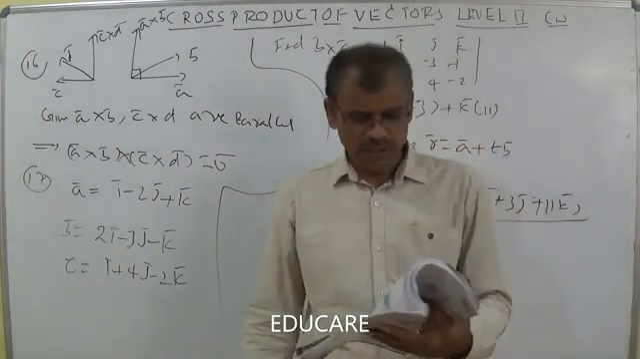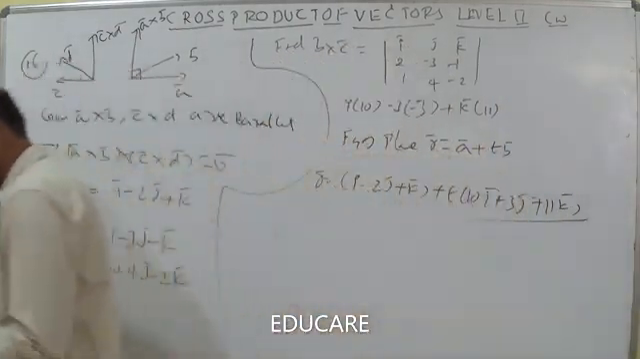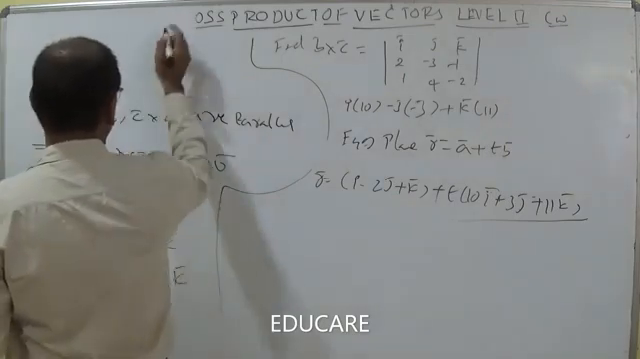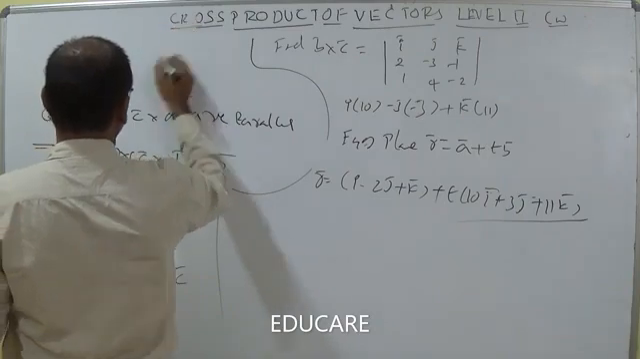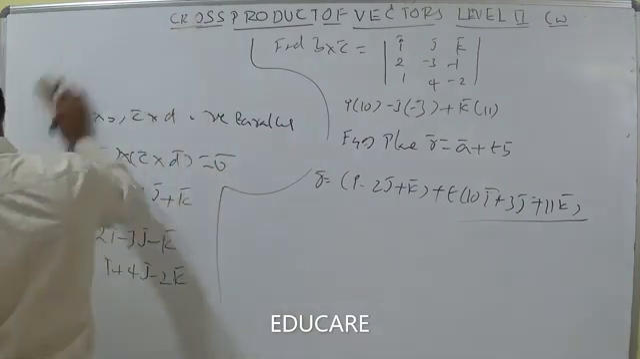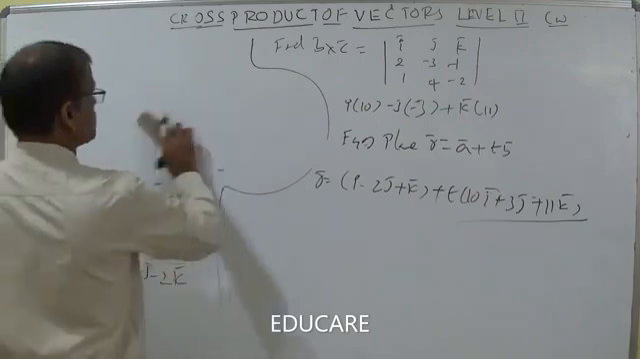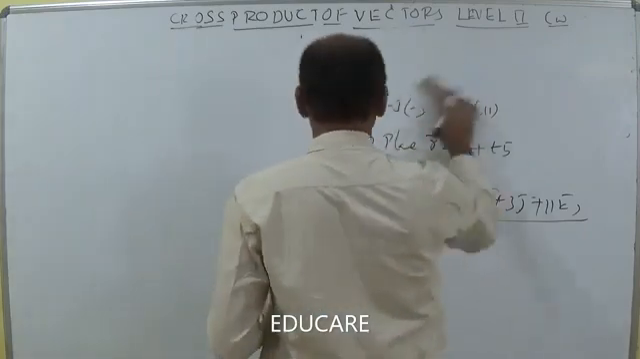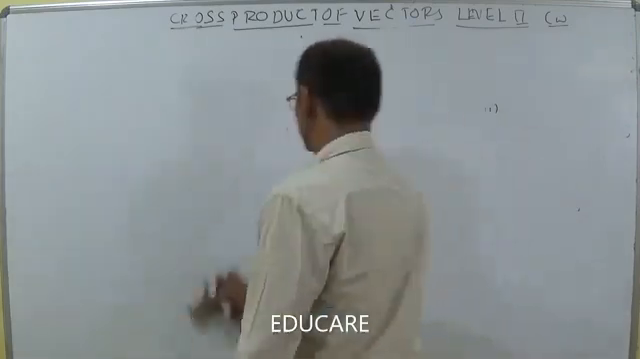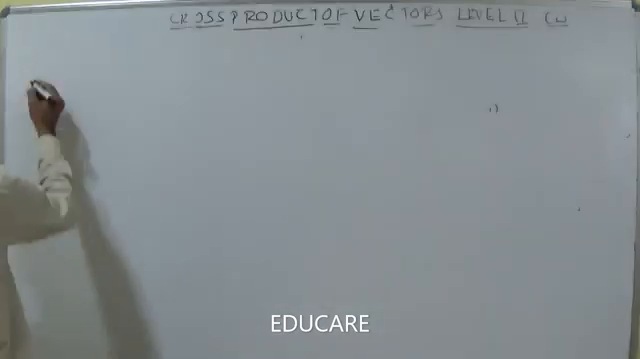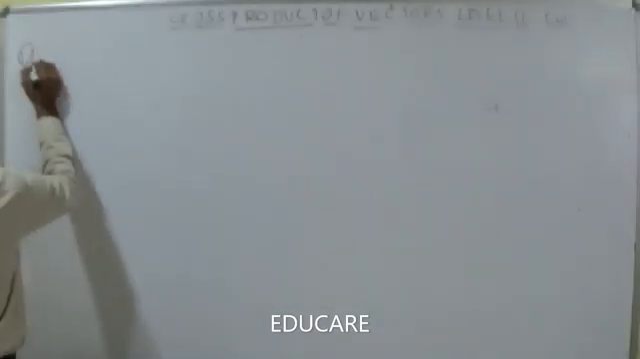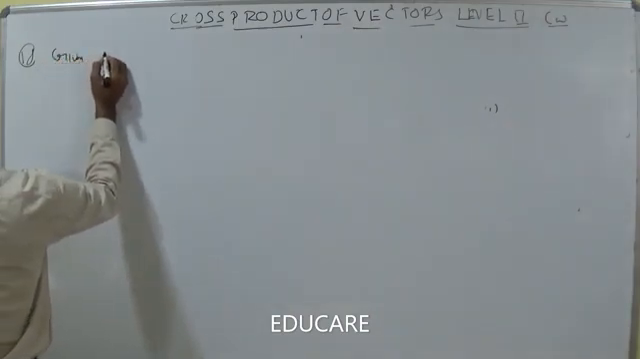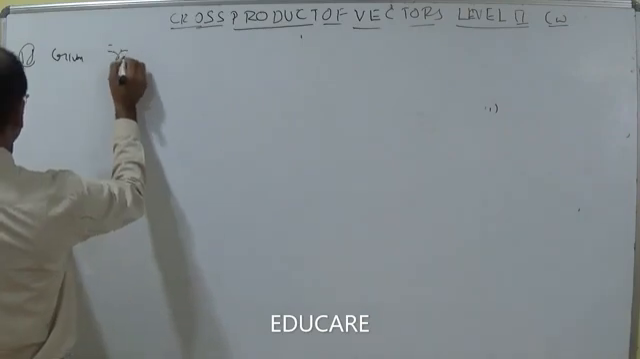Next, let us discuss the 18th question: the equation of a plane containing the lines. Two lines are given, in the form r bar is equal to a bar plus t b bar and r bar is equal to c bar plus s d bar. One equation passes through a point and is parallel to a vector, and the same for the other. I am writing the given equations of the lines.